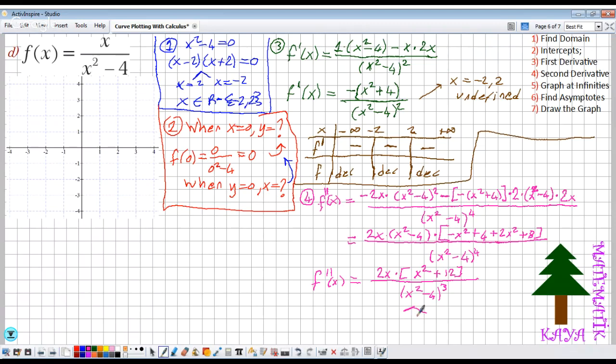Now, the numbers that I should check in here. When 2x is equal to 0, which is x equal to 0, this makes the whole expression 0. And then the inside part, when x squared minus 4 is equal to 0, which is x equal to minus 2 and plus 2, it makes it undefined.